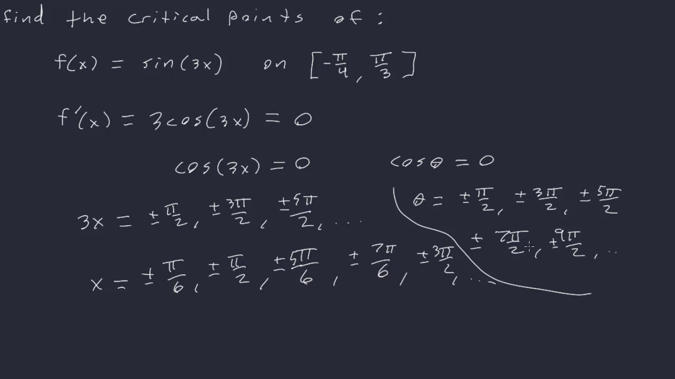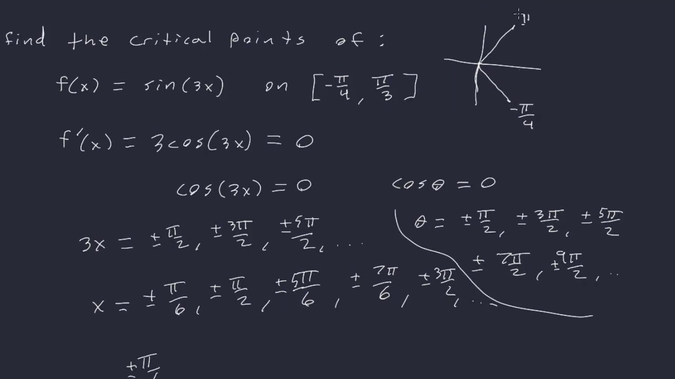Now, the reason I did a bunch of these is because we have an interval, negative pi over 4 to pi over 3. So I only want to pick things that are in this interval. Plus or minus pi over 6 should be in this interval, because if you remember your number line here, here's negative pi over 4, here's pi over 3. Pi over 6 is here. Negative pi over 6 is here.